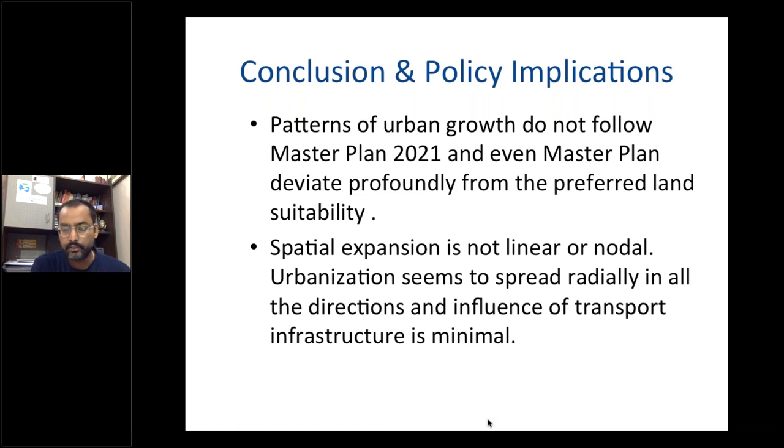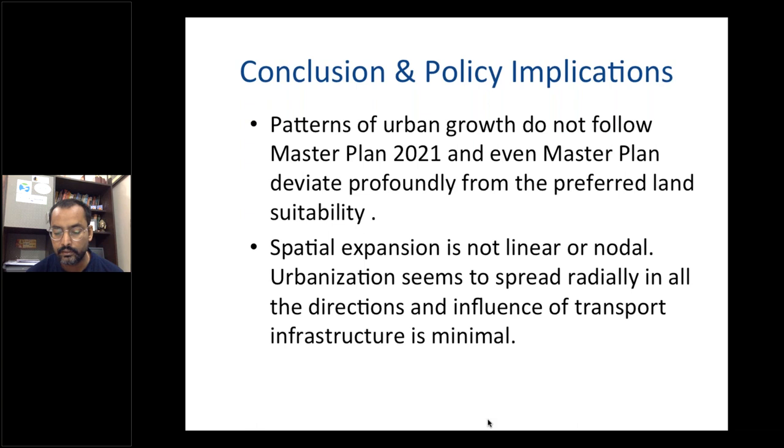We wanted to make a compact city because the concept of space and land use is changing in modern cities, and people advocate for a compact city to avoid transportation and to avoid carbon footprints, with the city connected to vibrant rural areas that would support the rural economy also. But here the urbanization seems to spread radially in all directions without any development code, and the influence of transport infrastructure was also minimal. We thought that wherever there is a highway or new road, there would be a lot of urban growth, but it was not like that. The influence of transport was minimal.